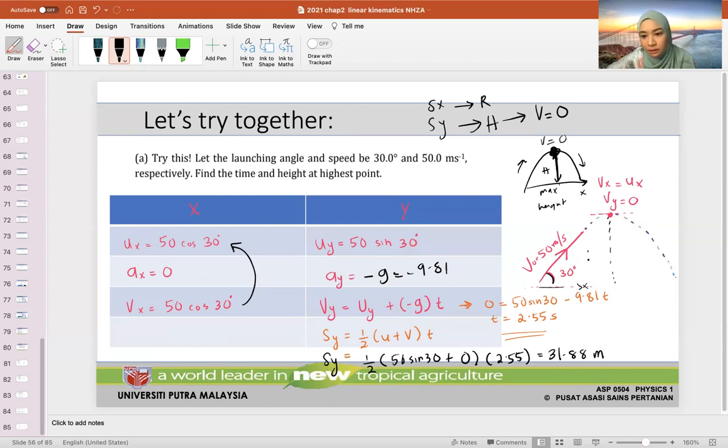Therefore, I know that the t to reach the highest point is the same time taken to reach, from the maximum height to the landing point. So sama, time over here is the same as time on the right because it is symmetrical. But in most cases, your problems will not give you a symmetrical problem.